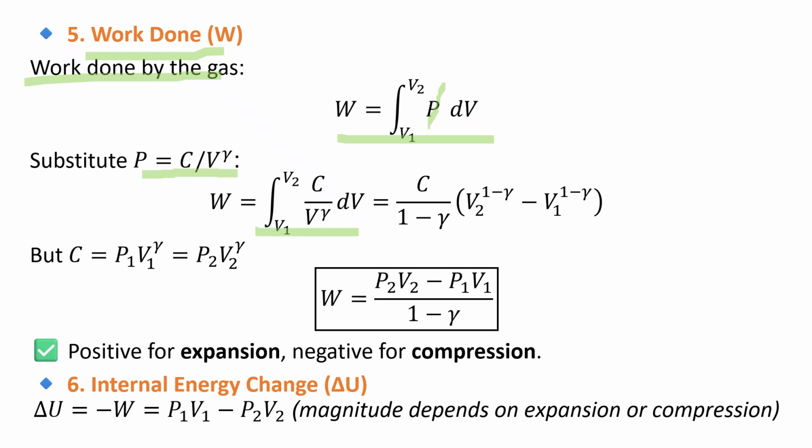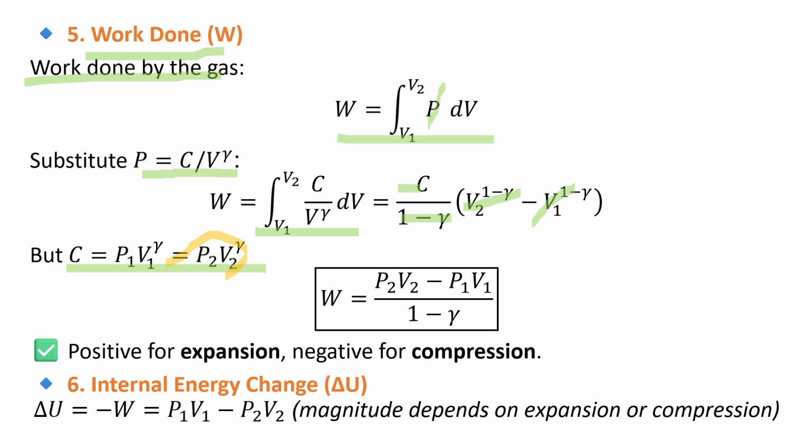And we have to put the value of V by V1 and V2. So what we'll get, W equals C divided by 1 minus gamma into bracket V2 raised to 1 minus gamma minus V1 raised to 1 minus gamma. And what we know, P1 V1 raised to gamma equals P2 V2 raised to gamma, and that is constant.